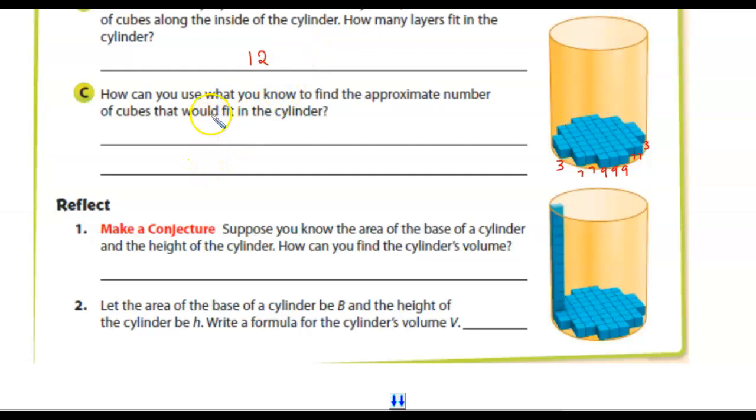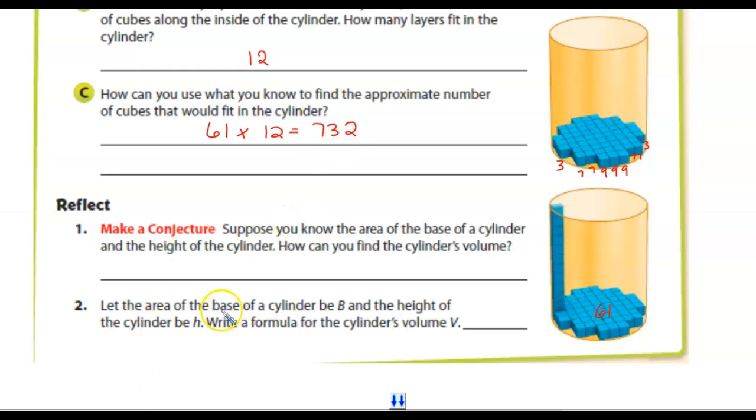How can you use what you know to find the approximate number of cubes in this cylinder? Well, if I know that one layer has 61, and there's 12 layers, what would I do? If you said multiply, that's correct. So you're going to take 61 times 12, and that's going to give us 732.